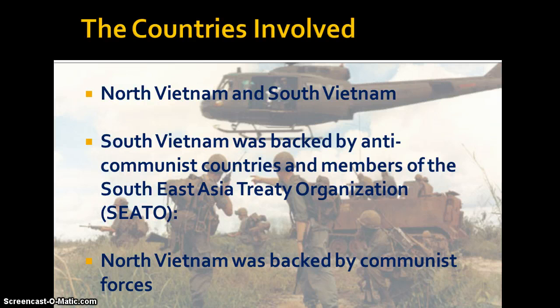So the main countries involved in the Vietnam War were South Vietnam and North Vietnam. South Vietnam was backed by anti-communist countries and members of the Southeast Asia Treaty Organization, also known as SEATO. It included the United States, South Korea, Australia, the Philippines, New Zealand, Thailand, the Khmer Republic, Kingdom of Laos, and the Republic of China. North Vietnam was backed by communist forces, which included Pathet Lao, Khmer Rouge, People's Republic of China, the Soviet Union, and North Korea.